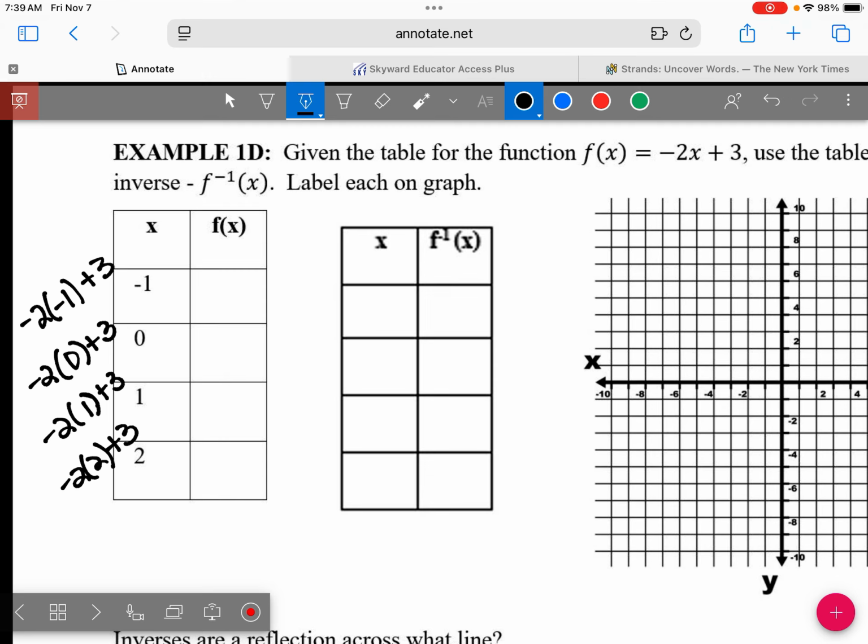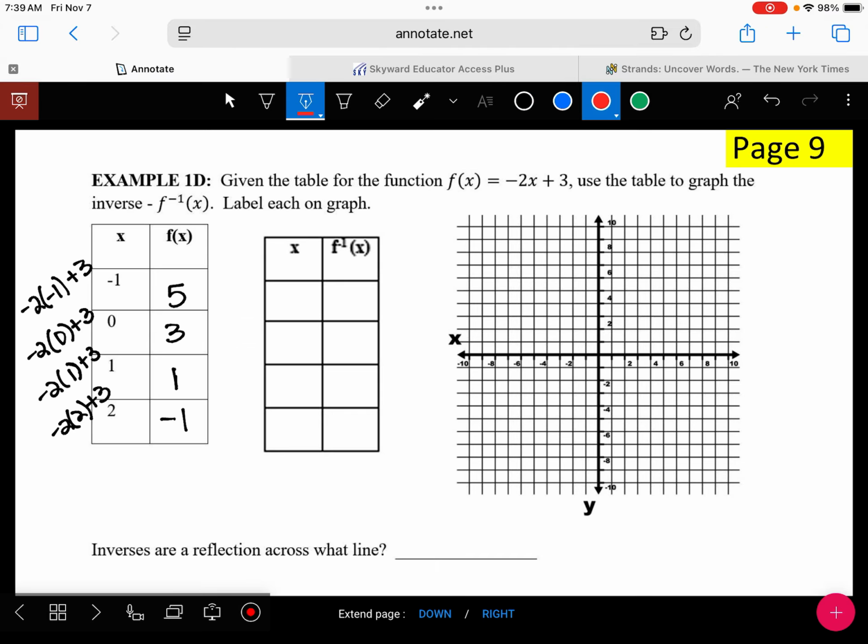Sabrina, do you have your 4 numbers for this function? Yeah. What did you get? 5, 3, 1, -1. All right, anybody else get those numbers? All right, let's graph it. So left 1, up 5. And then 0, 3. And then 1, 1. And then 2, -1. All right, we're gonna go ahead and connect that through.